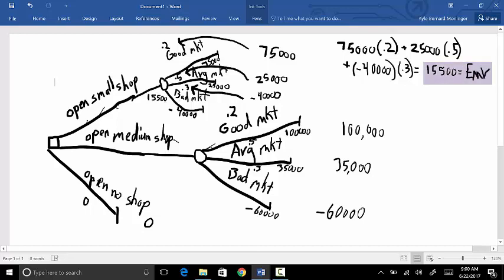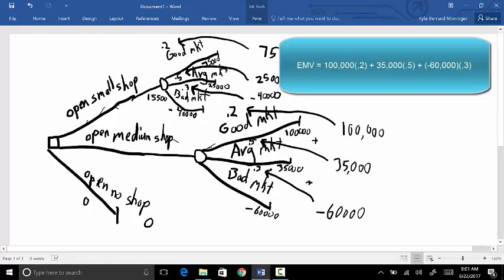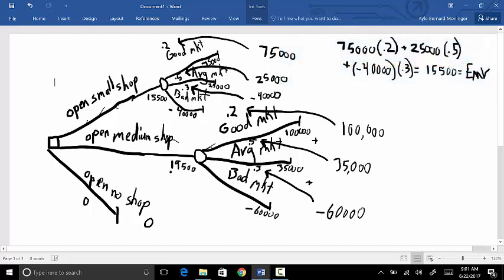So I'm going to write the EMV next to the event node. I want to calculate the EMV also for opening a medium shop. So what's the expected monetary value of opening a medium shop? I do it the same way. I take 100,000 times the 0.2, plus the 35,000 times 0.5, plus minus 60,000 times 0.3. That gives me an EMV of 19,500. The EMV for opening no shop is just 0, we know with certainty.